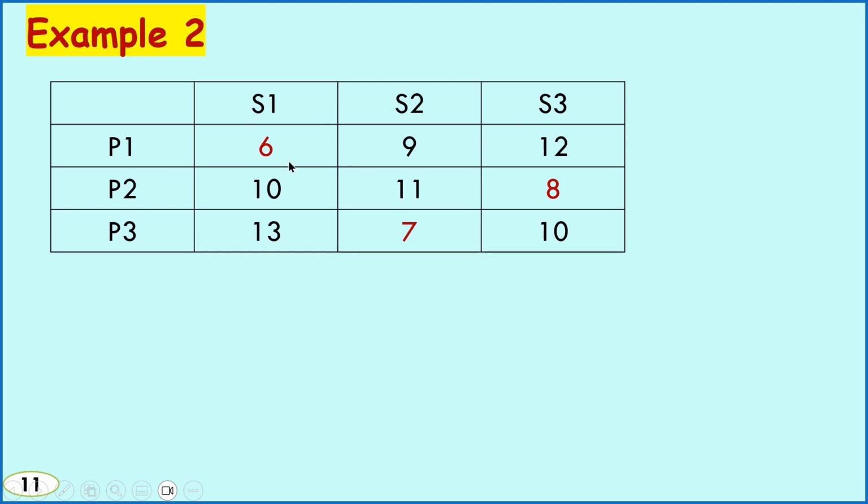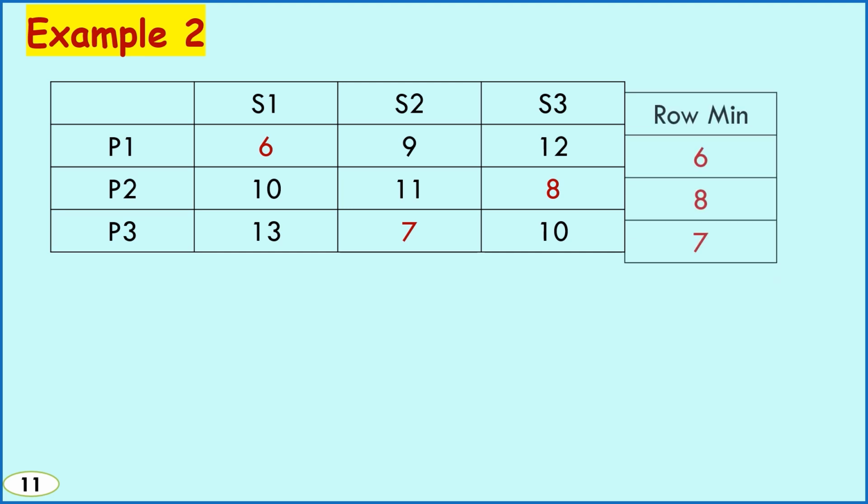And the quotation costs are given here. Now, according to the Hungarian method, we will try to solve this problem. First we need to go to the first row. Out of these 3 elements, which one is the smallest? The smallest one is 6. So subtract the value 6 from each and every element.